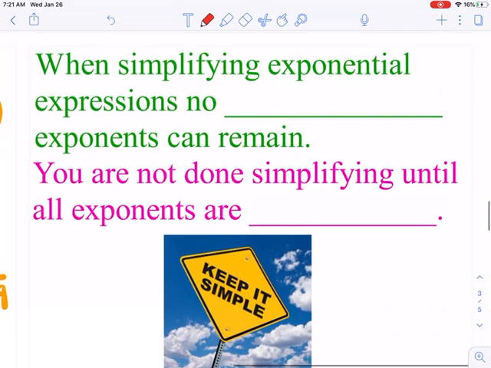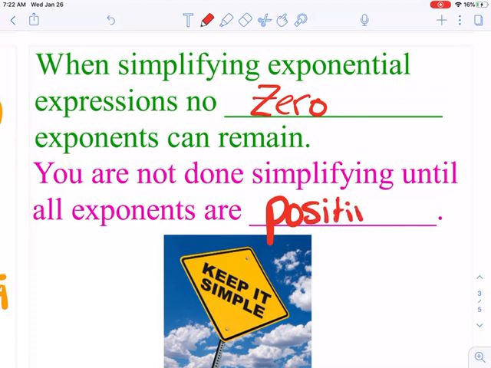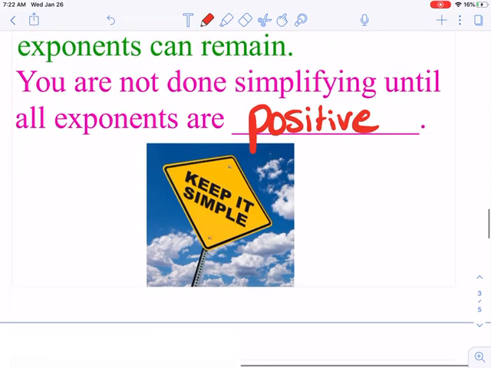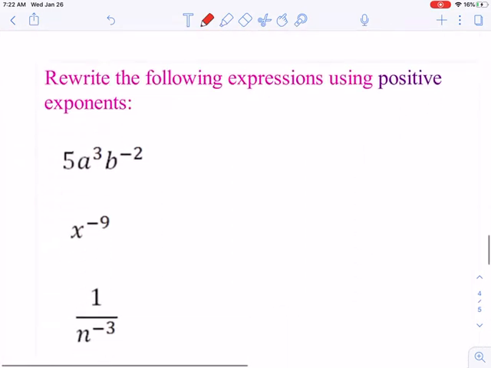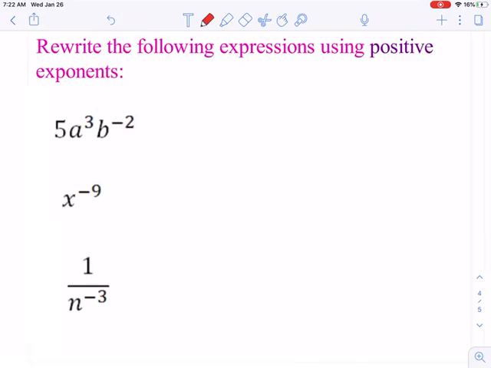So before we get into a few more examples, when simplifying exponential expressions, no 0 exponents can remain. If we have exponents that are 0, that means we are not done simplifying. We have more work to do. You are also not done simplifying until all exponents are positive. If we have 0 exponents or negative exponents, we are not done simplifying. So here's how the problems are going to look today. A little bit more complex than maybe the basic ones we were doing at the beginning.